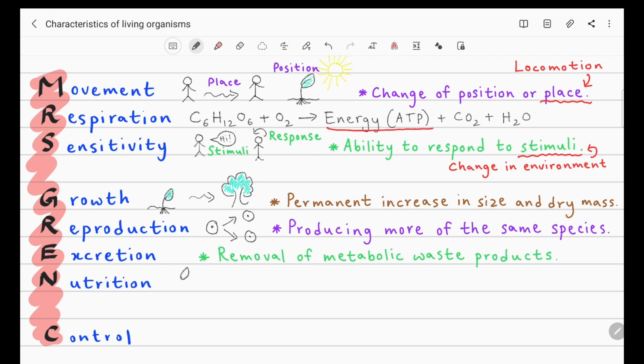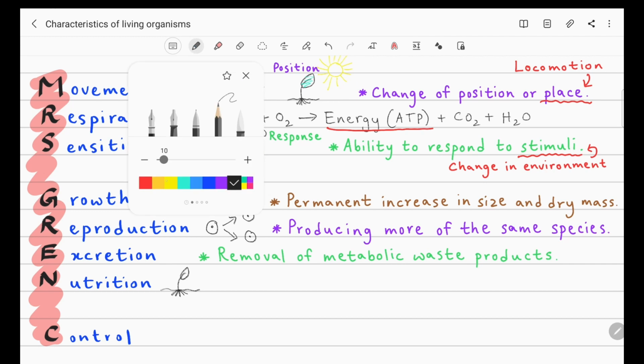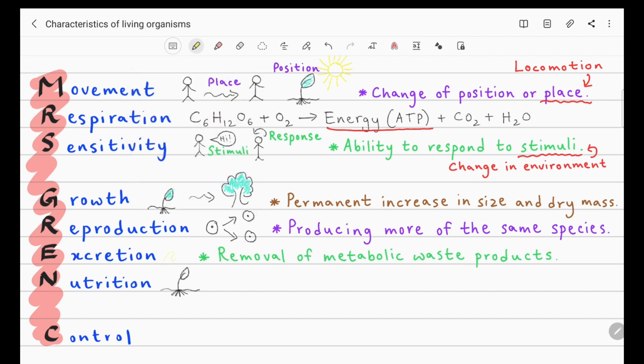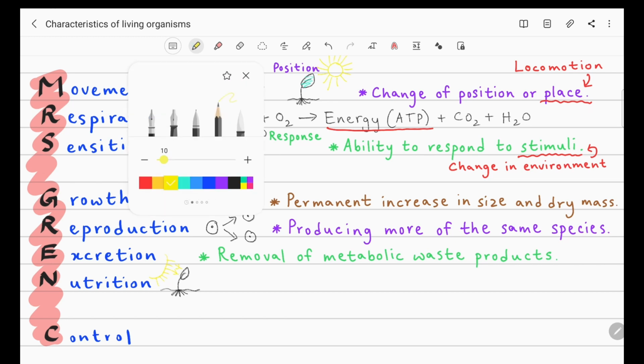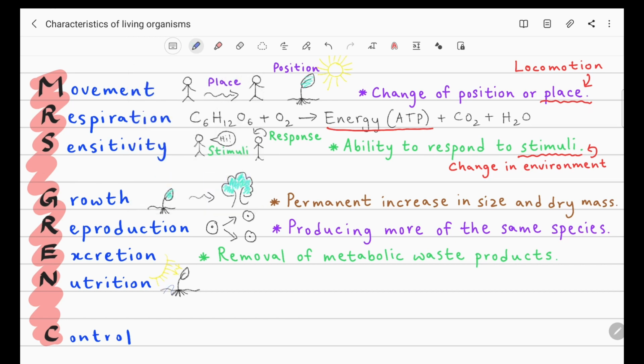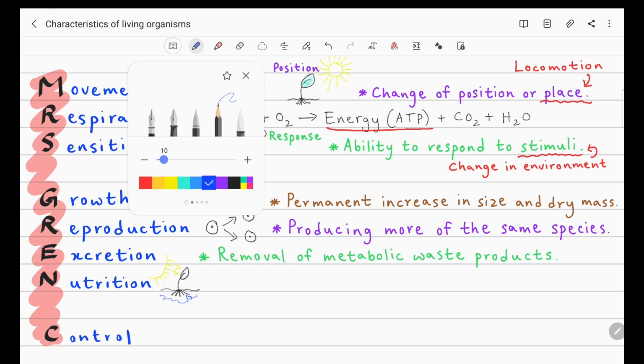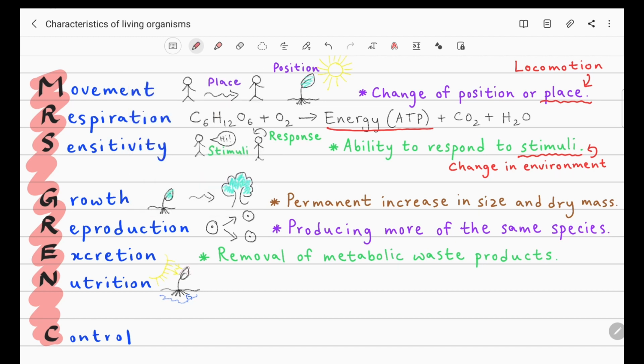So here we have a plant which basically makes its own food, but in order to do this it needs some materials, and it gets sunlight from the sun, and it gets water from the soil, and also carbon dioxide from the air.